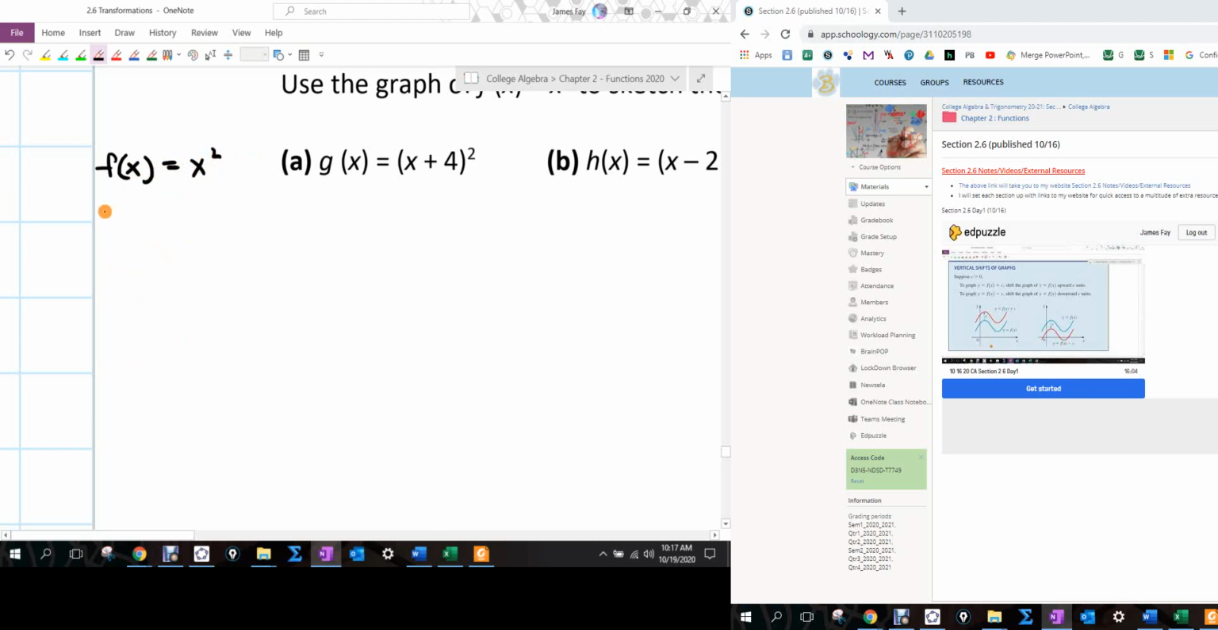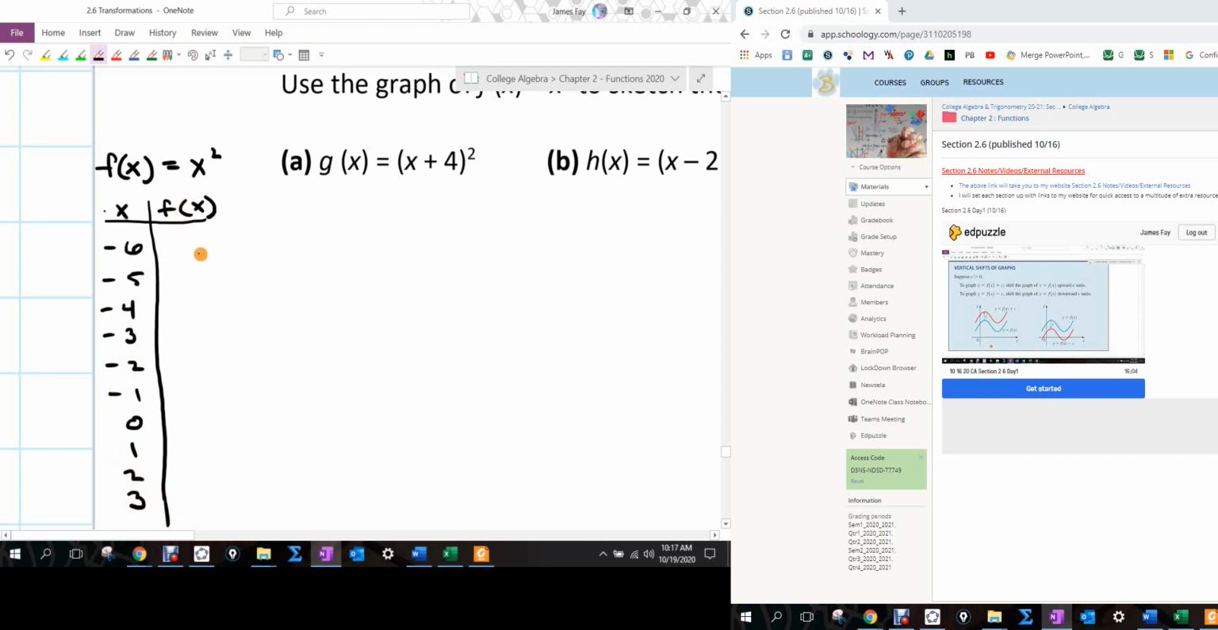And I'm going to create a series of ordered pairs here. Now, if you were doing this, you would probably not use this many ordered pairs. But to prove my point with these other two, I need at least this many. So if I had those and ran through my parent function, so negative 6 squared is 36. These should be easy for us to generate.